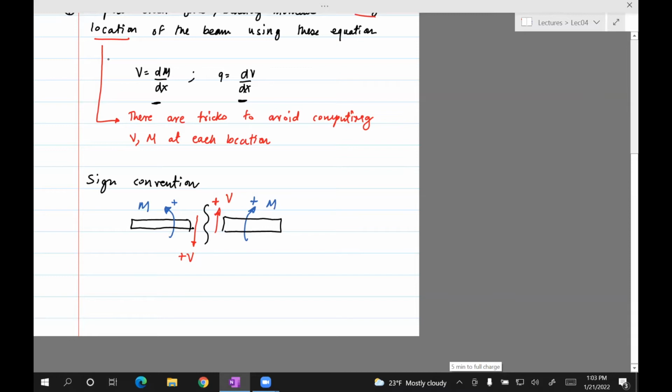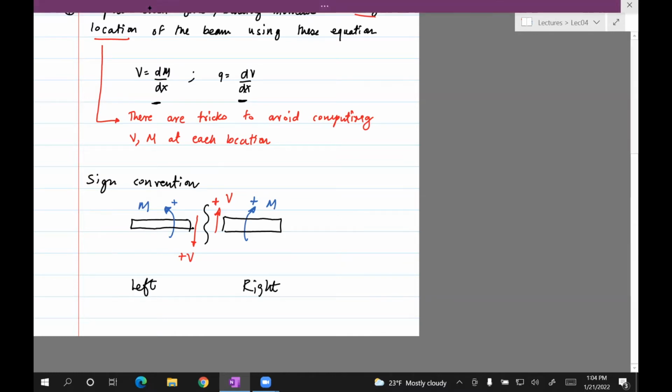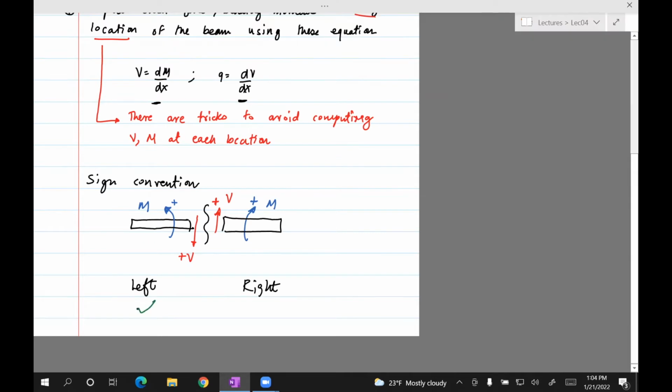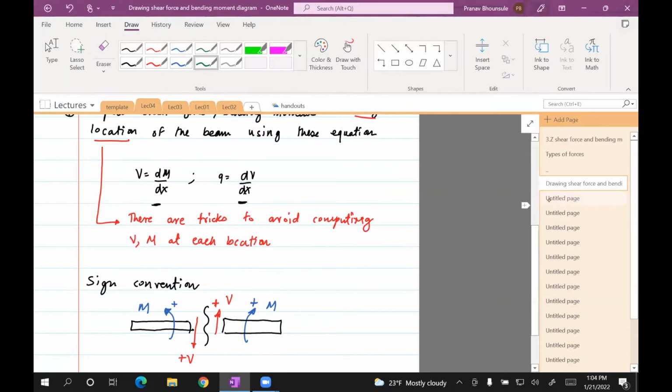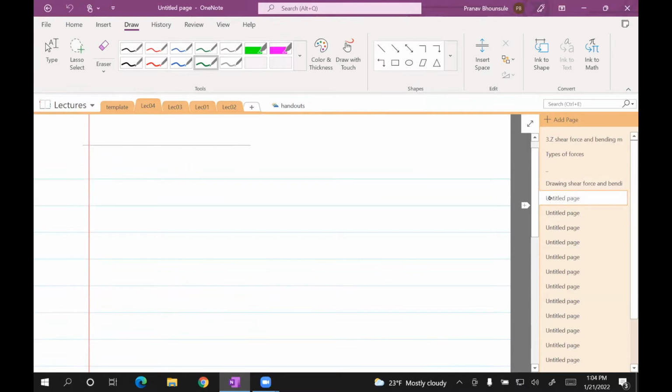In fact, we simplify our life by not doing left and right, because it's confusing navigating between one and the other. We'll just stick to one in which we always move from left to right. So we'll only be using the convention shown on the left side. This is left, this is right. But you are free to do the same thing on the right side, and you'll see that the answers are the same. So let's apply what I wrote down to a problem.